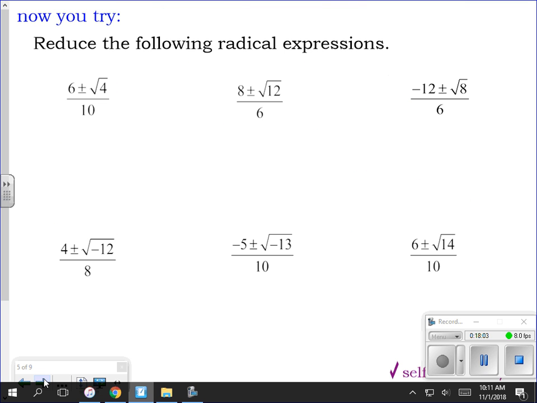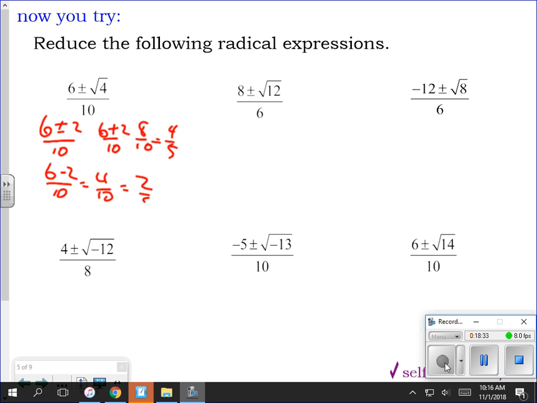Do those. Okay. So let's go ahead and do these. First one, square root of 4. That's easy. 6 plus or minus 2 over 10, which means that I get 6 plus 2 over 10, or 8 over 10, which is 4 over 5. And I get 6 minus 2 over 10, which is 4 over 10, which is 2 over 5. 4 over 5 and 2 over 5.